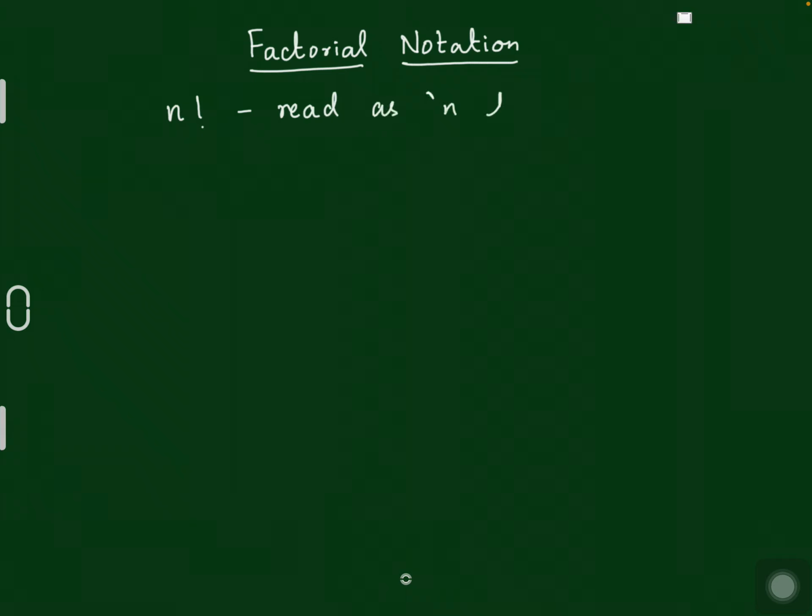Before doing the exercise 7.2, let me introduce you to a new term called factorial notation. What is factorial notation? This is read as n factorial, and n factorial represents the product of first n natural numbers.